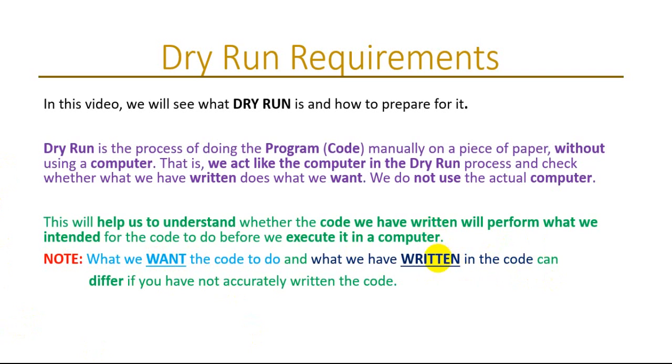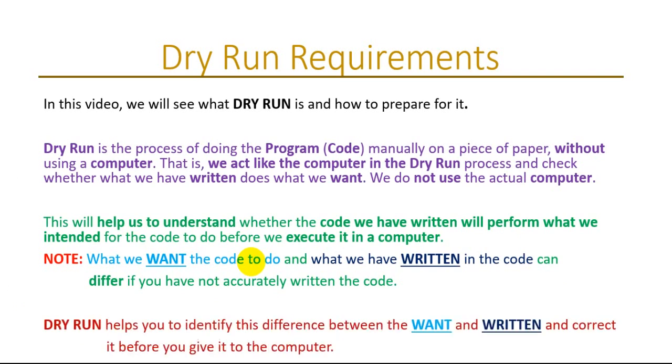So to check this difference is the dry run process. Dry run process will help us easily and quickly to understand and rectify that, correct it. Okay. So dry run helps you to identify this difference between the want and written and correct it before you give it to the computer. Because when you dry run and see, as we will see in the future lessons or sessions, when you dry run, you exactly understand what your code is really doing. And then you will understand, okay, I really wanted this, but I have written something else. That kind of understanding will come out when you start dry running.